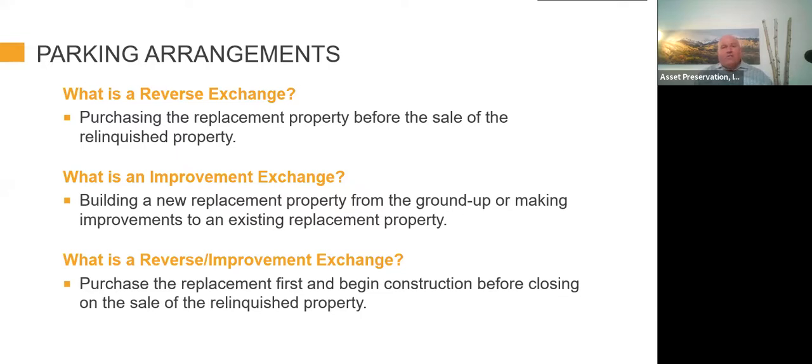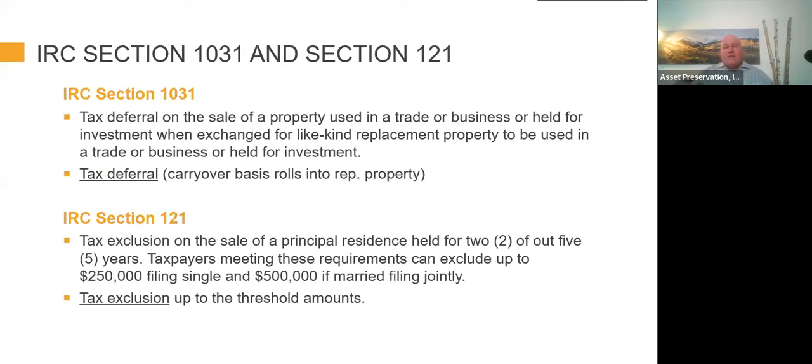Now I want to switch gears with you, and this is something we get a lot of comments on, which is the interplay between 1031 exchanges, which is property held for investment, and what you're all familiar with, Section 121, the primary residence rules. So if somebody lives in a house as their residence for 2 out of 5 years, they can exclude $250,000 if they're single filing or $500,000 married filing jointly.